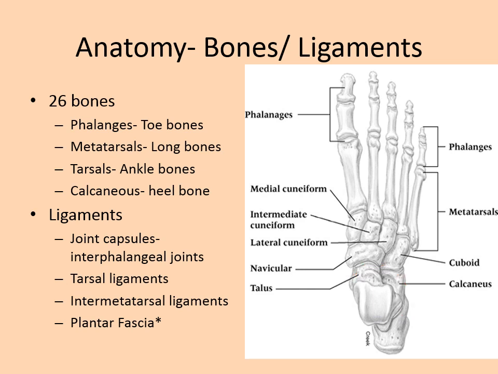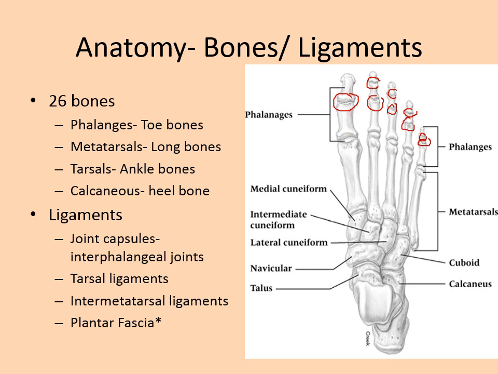Now, when we talk about ligaments for the foot, we have joint capsules for interphalangeal joints. So this is our interphalangeal joint, so between one phalange and another. So we have one interphalangeal joint in the big toe, two in the other toes, so right here. And even the baby has two right there. Okay, so we have the joint capsules of those joints.